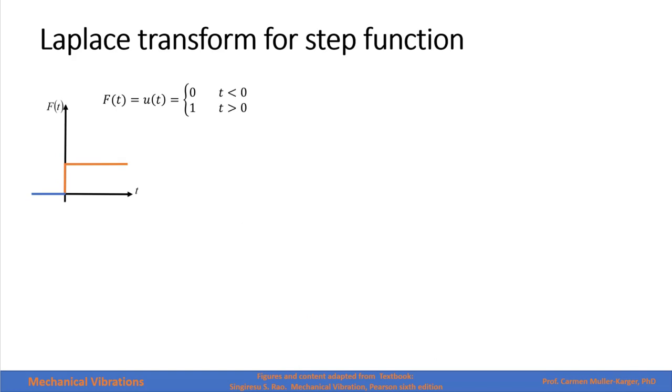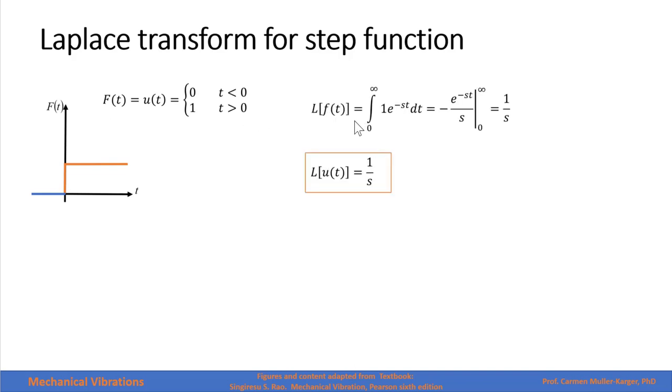The next function for which we want to find the Laplace transform is the step function. The step function is defined as 0 for time less than 0 and 1 for time greater than 0. When we apply the Laplace transform, it is the integral from 0 to infinity of 1, which is the value of the function, times e to the negative st. We integrate this expression and evaluate it from 0 to infinity. When we evaluate at infinity, this becomes 0, and when we evaluate at 0, that becomes 1. Therefore, the Laplace transform for a step function is 1 over s.